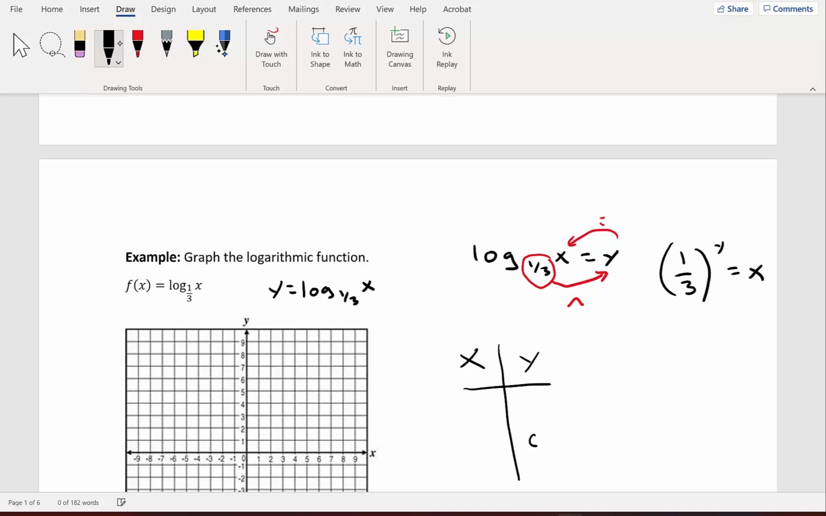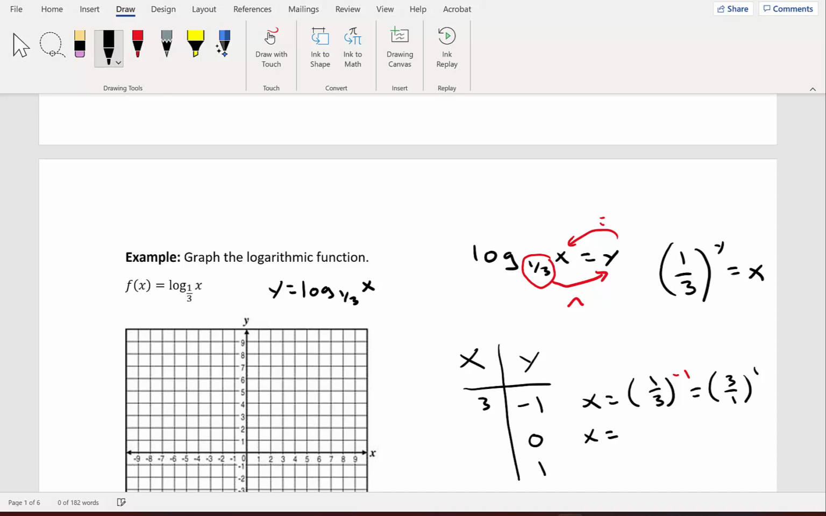Let's plug in the same values for y. So we have 0, 1, and -1. Now if I plug in -1 for my y, I get x is equal to 1/3 raised to the negative first power. Now that I have a fraction raised to a negative exponent, you flip the fraction, take the reciprocal, and change the exponent to be positive. Now 3/1 raised to the first power just gives me 3.